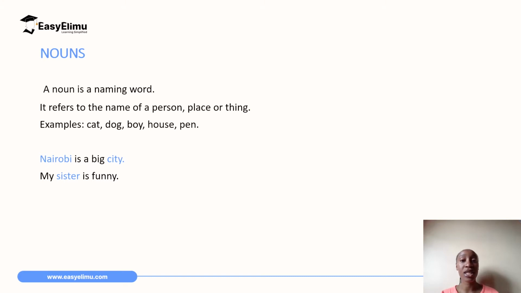In the second sentence, my sister is funny. Sister is the name of a person, so sister is a noun. Funny is a description, so it is an adjective. So in the second sentence, we only have 1 noun.